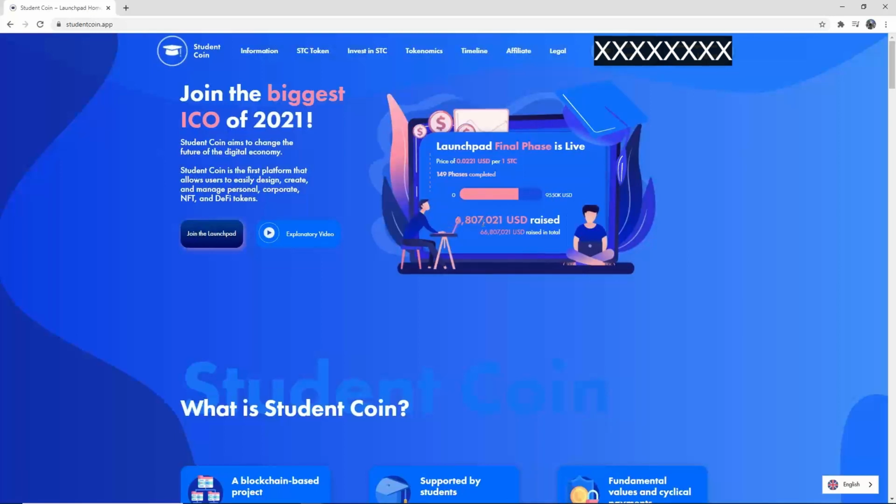Currently 6.87 million has been raised, roughly 6.8 million, $7,021. So there's not a lot left. There's about $2.75 million, $2.68 million left. So for those of you that haven't purchased Student Coin, now is your final chance on the ICO.